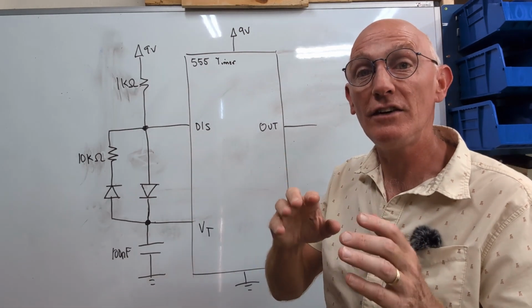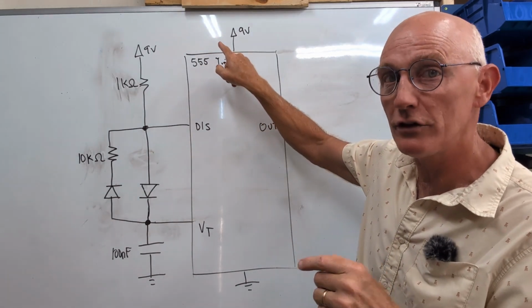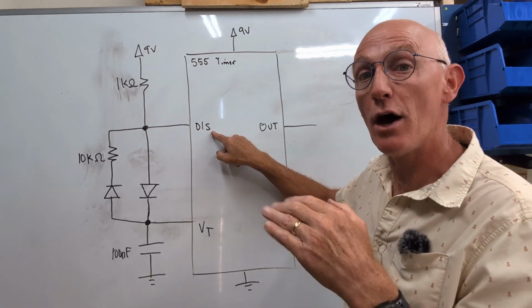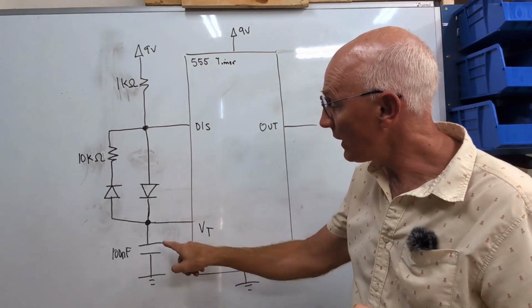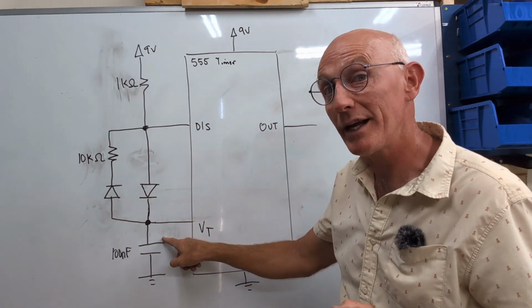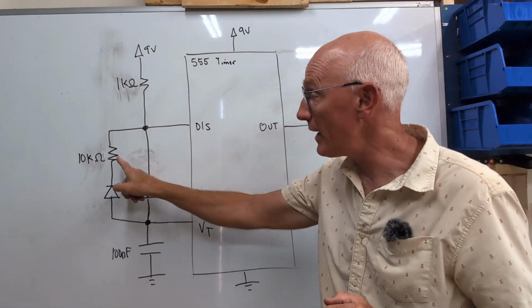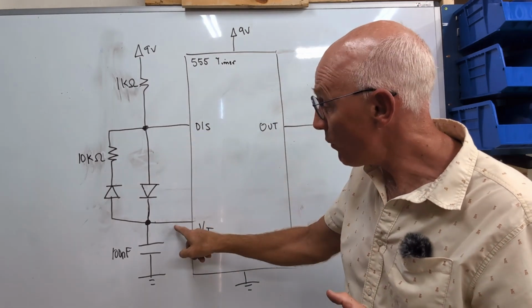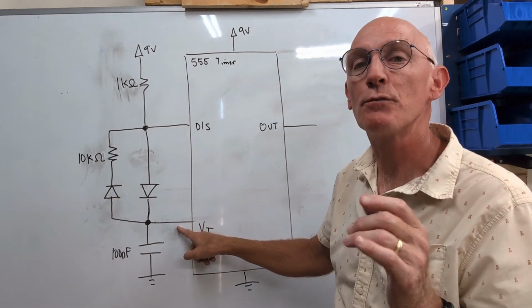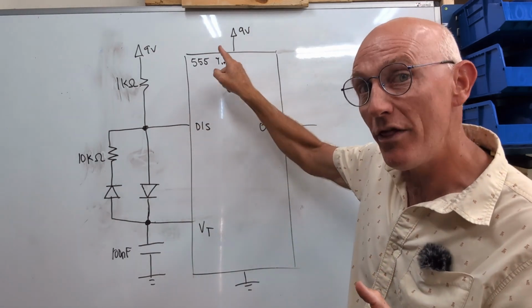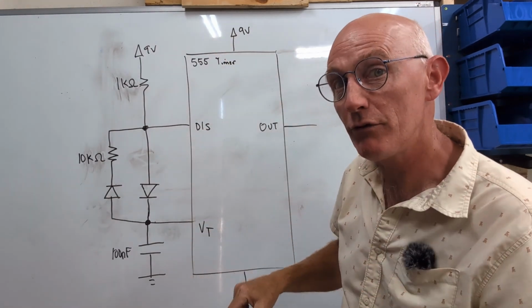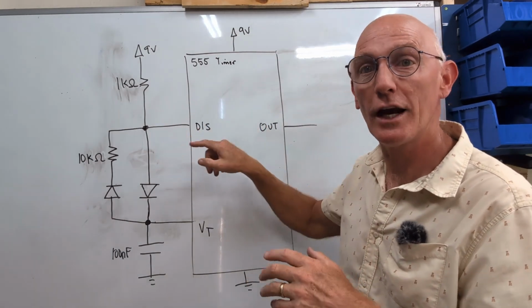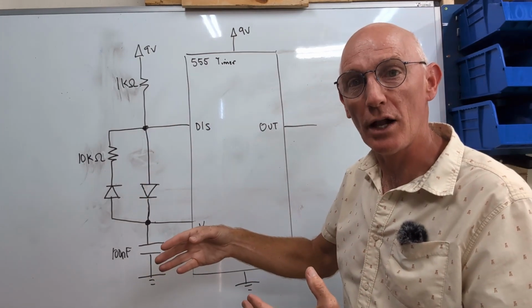When VT exceeds 2/3 of the supply voltage, 6 volts, this discharge pin, which had been electrically disconnected, will now internally connect to ground. That will allow the charges on the upper plate of this capacitor to flow through this diode, through the 10K resistor to ground. That will cause the threshold voltage to decrease. When the threshold voltage goes below 1/3 of the supply voltage, 3 volts, the discharge pin will electrically disconnect from ground and from the circuit, allowing the charge sequence to apply again.